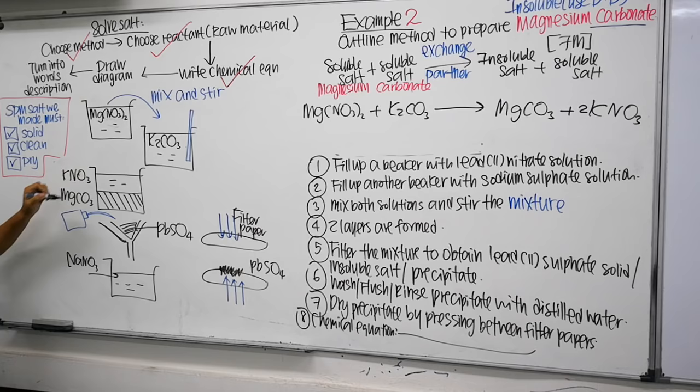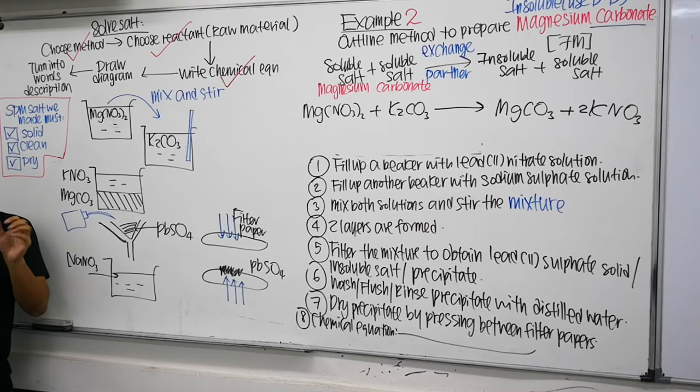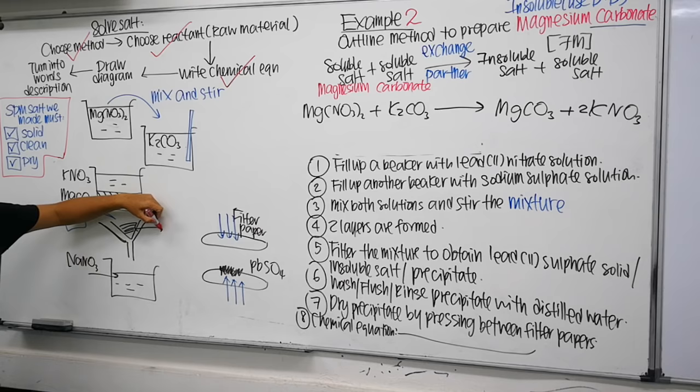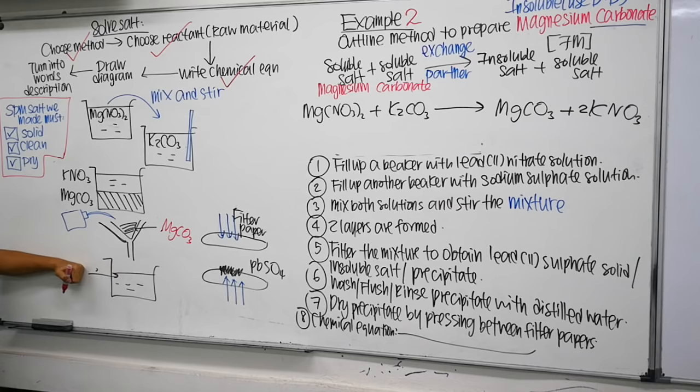Again, your main concern is only the magnesium carbonate. You want a solid only, right? So you have a solid and liquid mixture. So it's time for you to filter off. Just filter, the residue on top should be the solid you wanted, which is magnesium carbonate. The filtrate at the bottom is something that you don't want, which is the potassium nitrate. So after filter, you already get the salt you want.